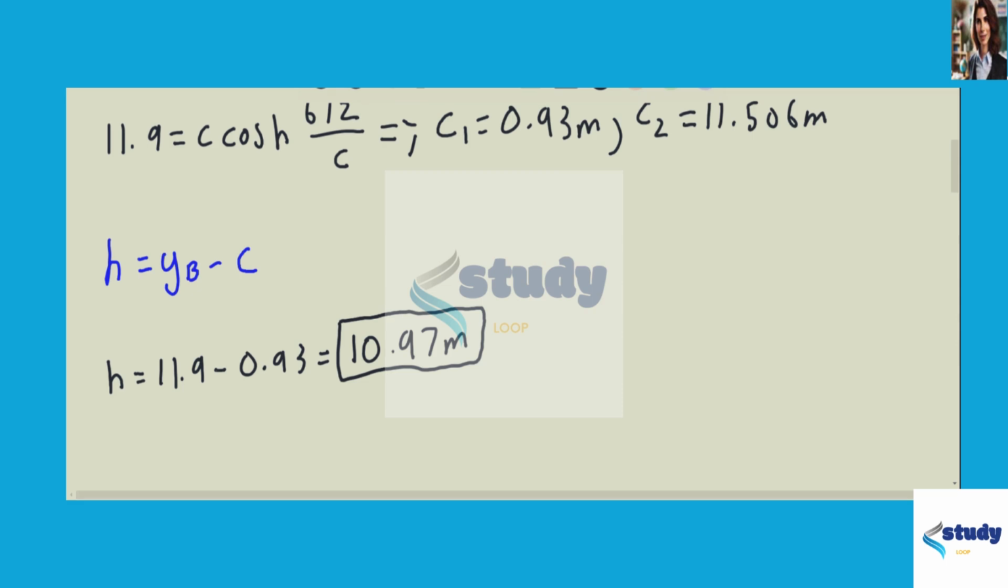And now we can plug in c2. So we'll get that h is equal to y of B minus c2, and that will give us a length that's equal to 0.394 meters.